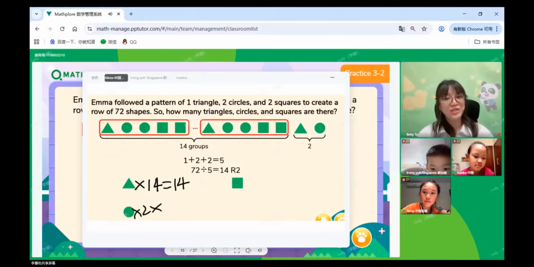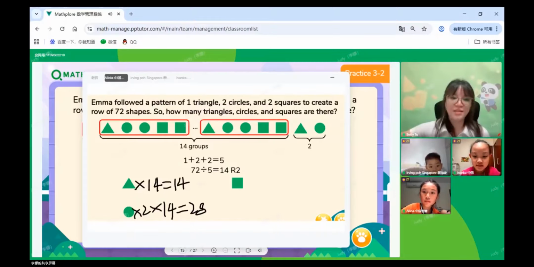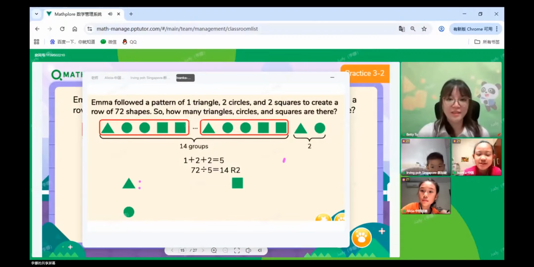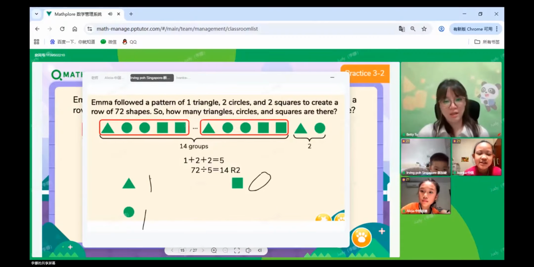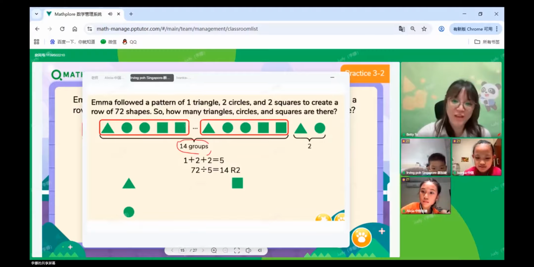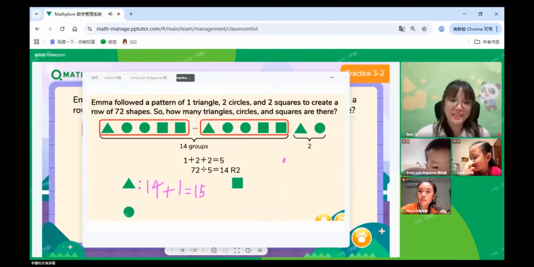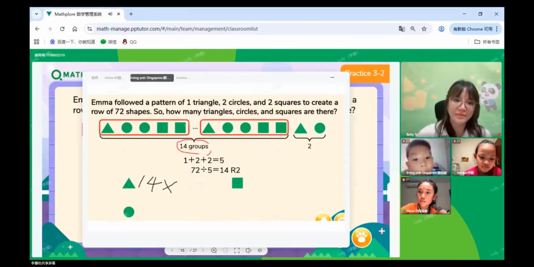Oh, don't forget, we still have 2 more shapes, right? One triangle and one circle. Don't forget to plus it. There are 15 triangles. Irvin, we have 14 groups. Each group will have 5 shapes, right? I said 15 triangles. Good. Triangles, 15.